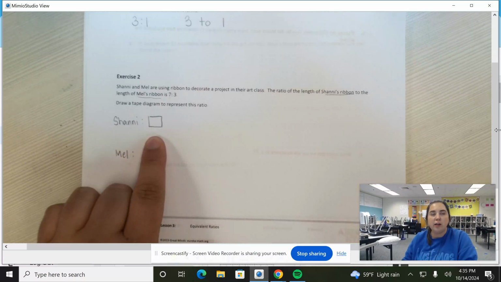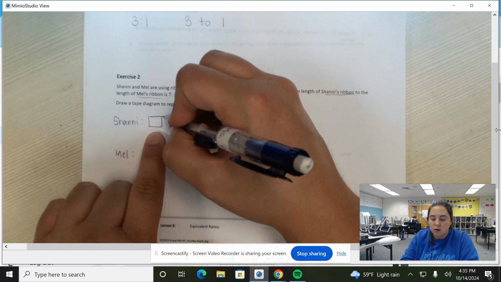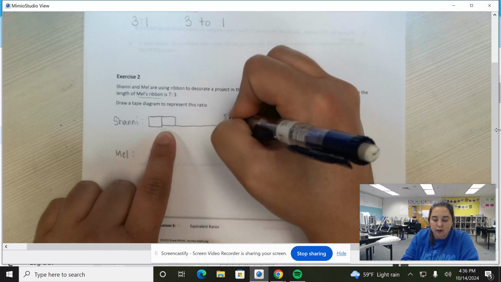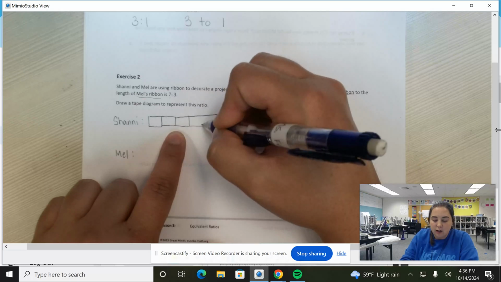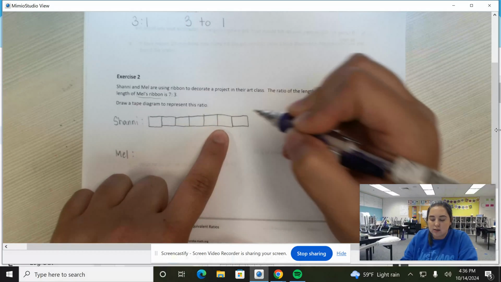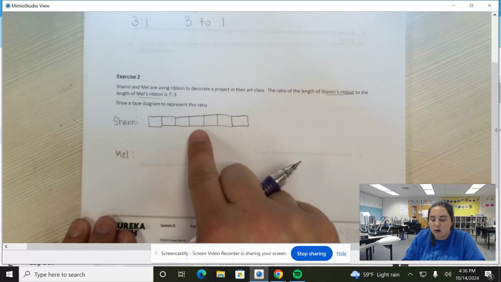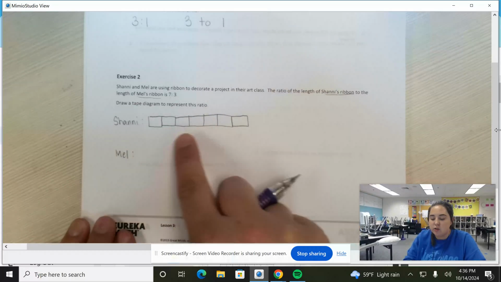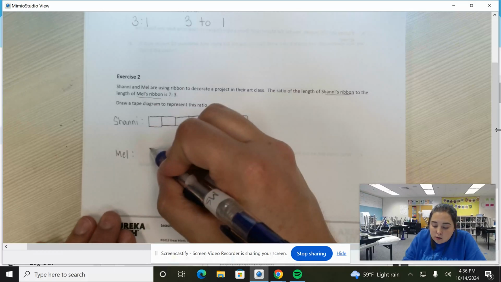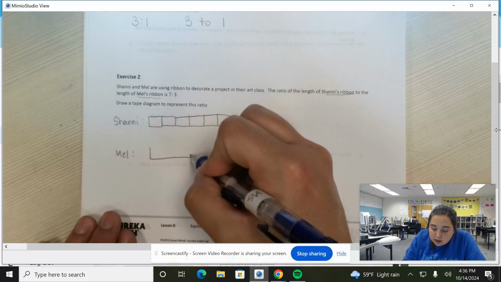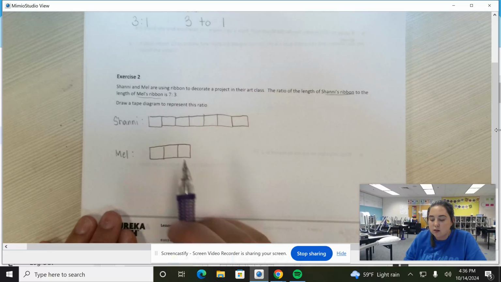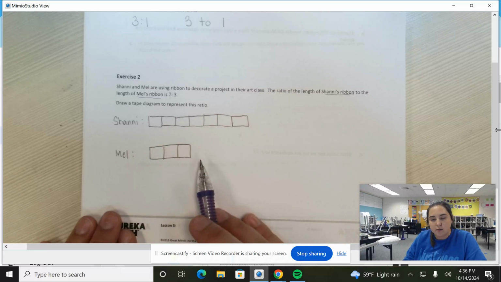That's going to be 1 unit. So here's 1. Shani has 7. Actually, I'm going to just do a really long one and cut it up. 1, 2, 3, 4, 5, 6, 7. There we go. So here's my 7 to Mel's 3. I'm going to try and make them the same size as Shani's. There you go. 7 to 3.